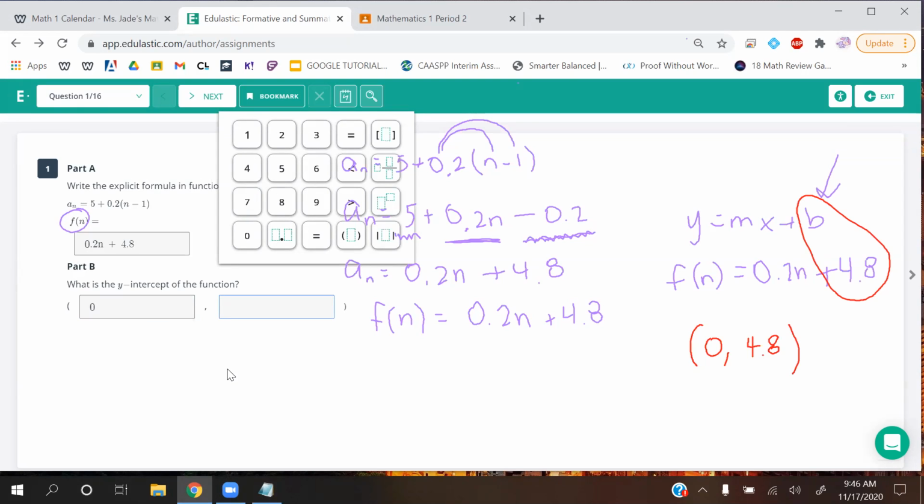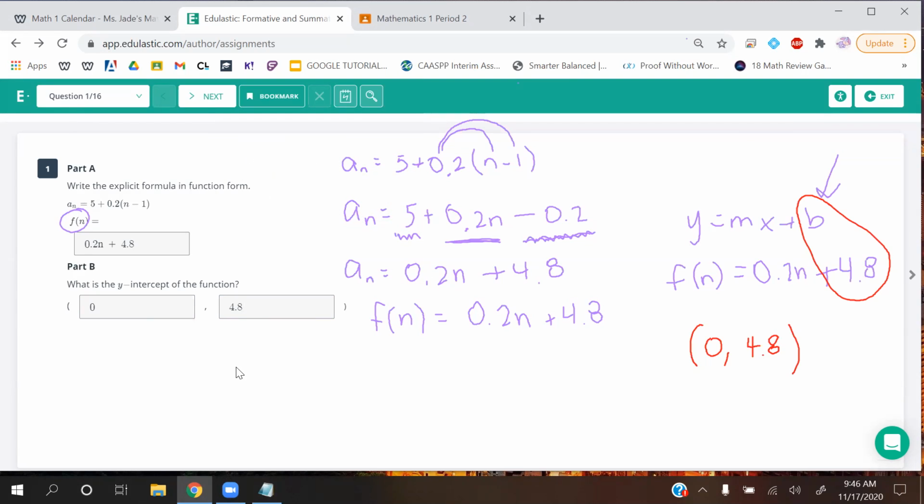Let me type. Please let me type. There we go. I don't know why it wasn't letting me type earlier. Here we go. So here's the answer for the first one. Do you guys have any questions?